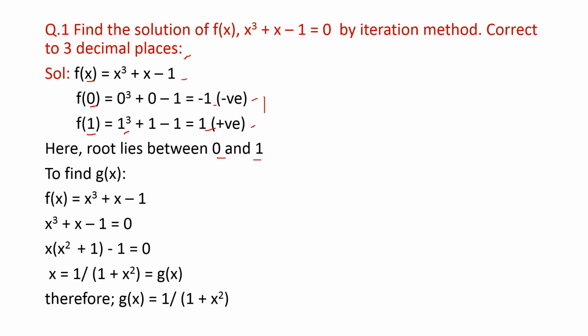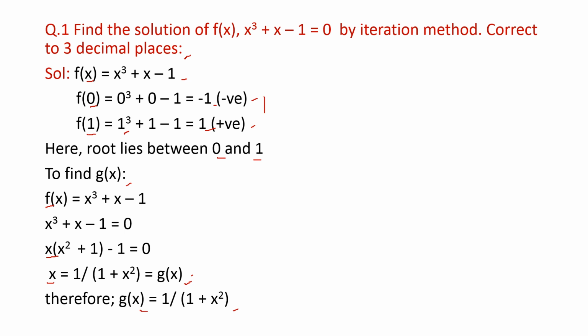Now you have to find the value of g of x. So from this f of x, you are going to find the value of g of x. That is, take x out. So x cubed plus x minus 1 is equal to 0. x into x square plus 1 minus 1. You have simplified this and you have taken x out. x is equal to 1 by 1 plus x square, and that is equal to g of x. So here I have written, therefore g of x is equal to 1 by 1 plus x square. So you got the value for g of x.